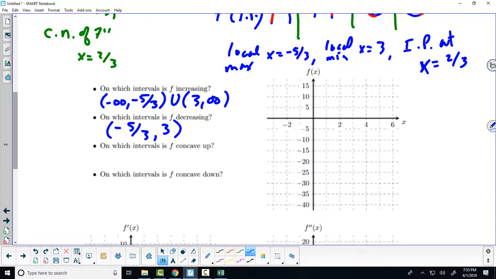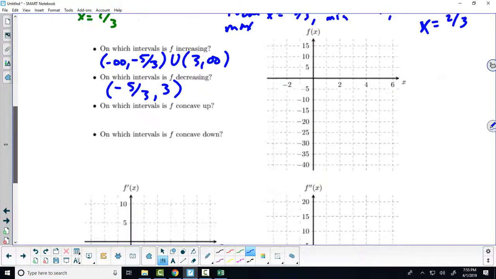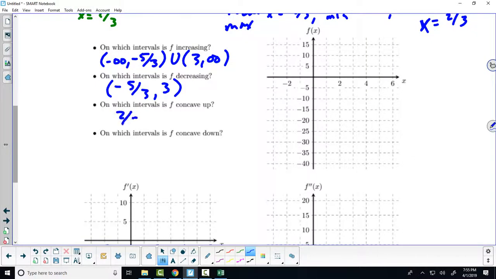Where is the function concave up? It's concave up from 2/3 to infinity. And where is it concave down? It's concave down from minus infinity to 2/3. Okay.